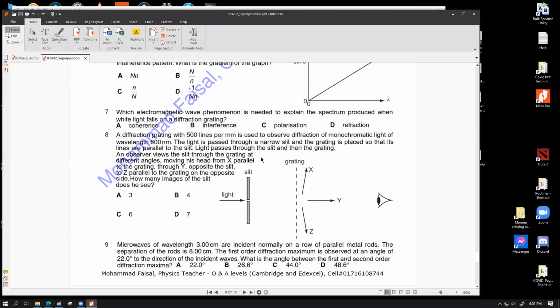So how can we solve this question? So let's take this question and break it apart.